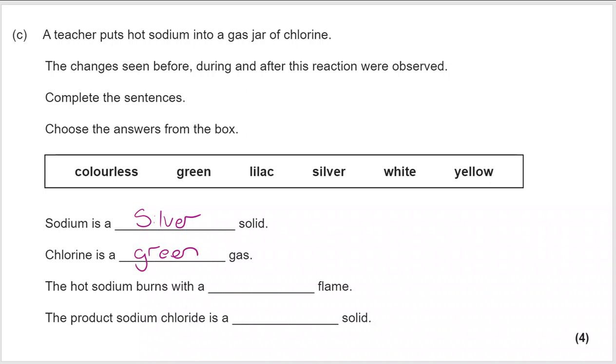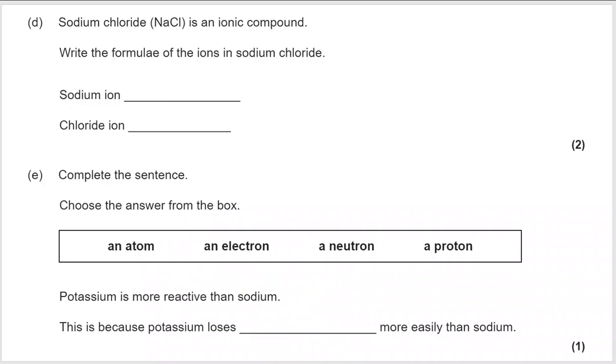It's very pale green. You may have been able to see yellow. That would have got you credited with the mark as well. Hot sodium burns with a yellow flame. And the product, sodium chloride, is a white solid. And sodium chloride is common table salt that we put on our food.